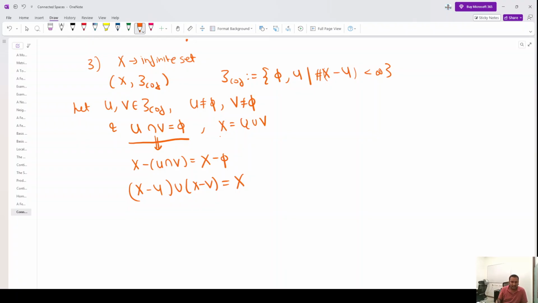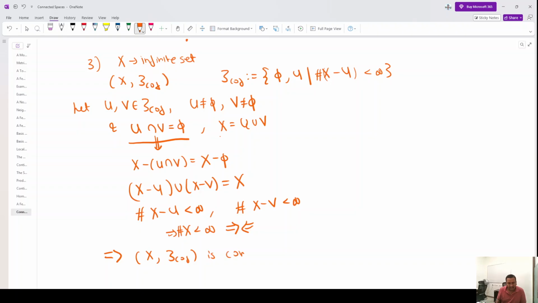Now note that the cardinality of X minus U is finite. The cardinality of X minus V is finite, right? But this will imply the cardinality of X is finite. This is a contradiction, right? We have assumed my space to be infinite. So this is not possible. So what you observe here is that X with tau cofinite is connected if X is infinite.